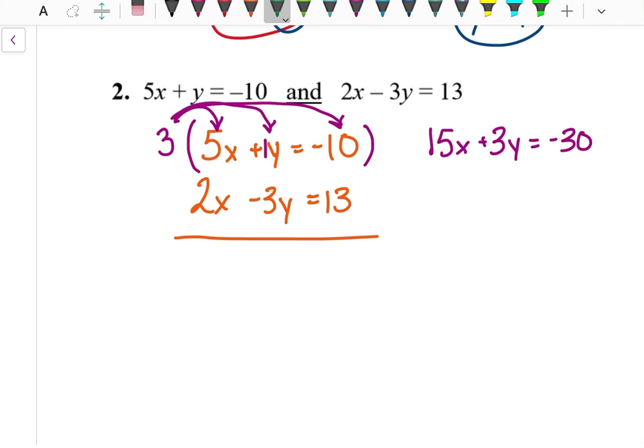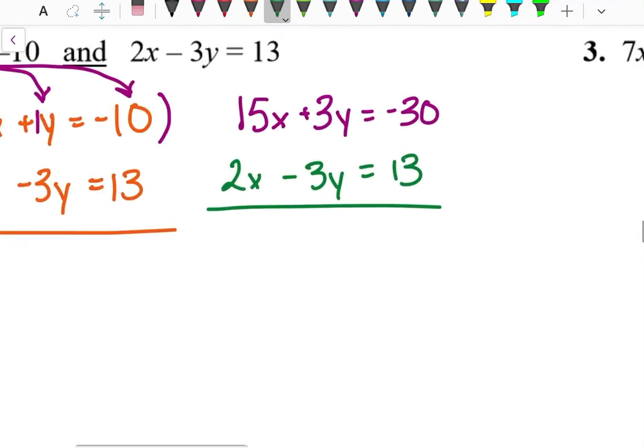And then I'm going to rewrite this other equation right below it again because I haven't done anything with it. I just multiplied the top equation by 3. But now I have a set of opposite coefficients that will cancel each other. 3 minus 3 is 0. So I'll be left with just 15x plus 2x, which is 17x, equals negative 30 plus 13, that's negative 17.